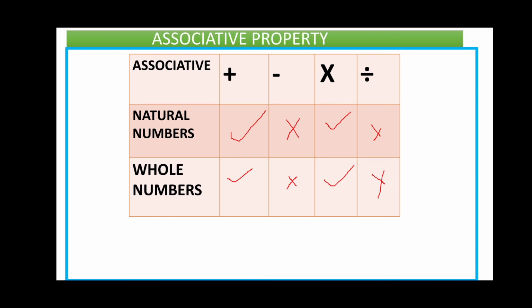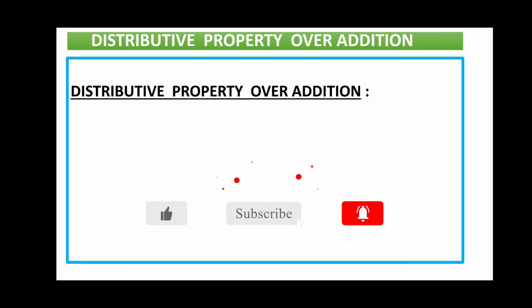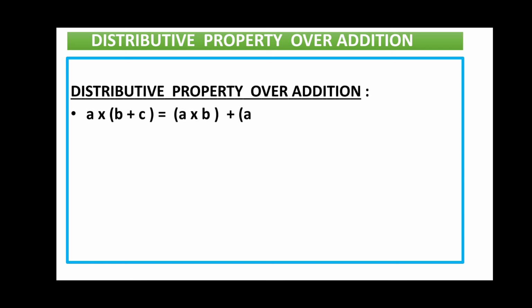So now let us check for the distributive property over addition. Distributive property over addition means here we are taking three variables, that is A, B and C. Now A into B plus C equals A into B plus A into C. Here we are distributing our A throughout the remaining variables.